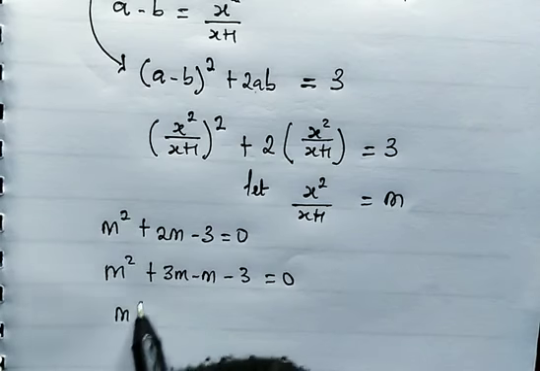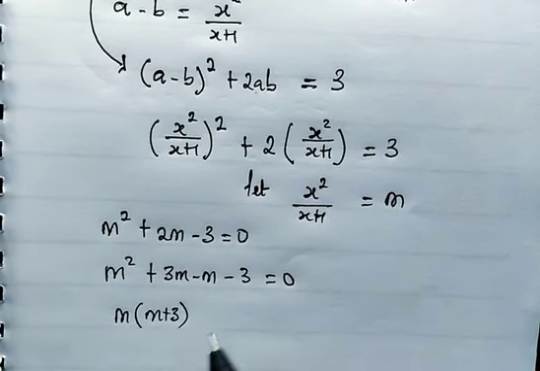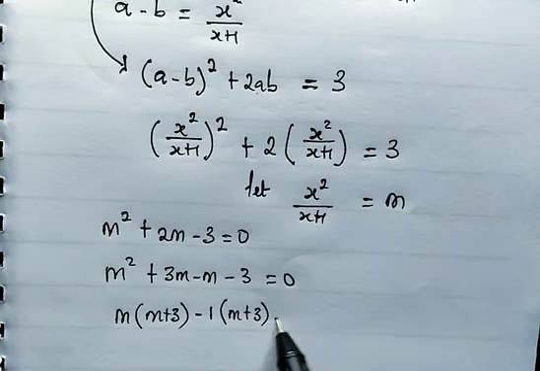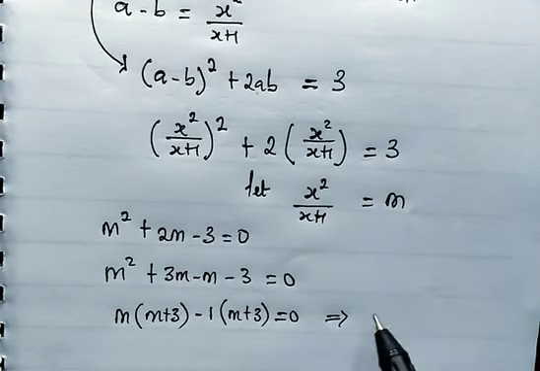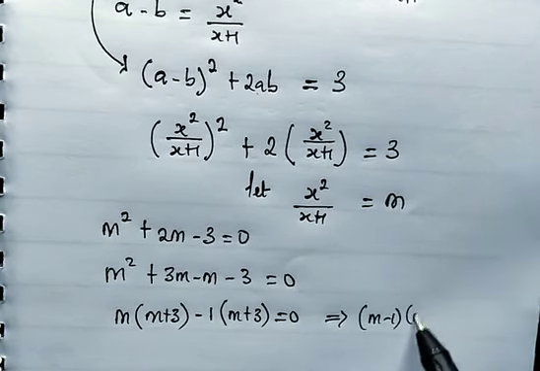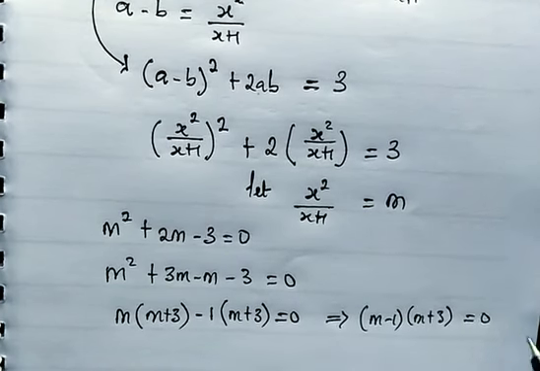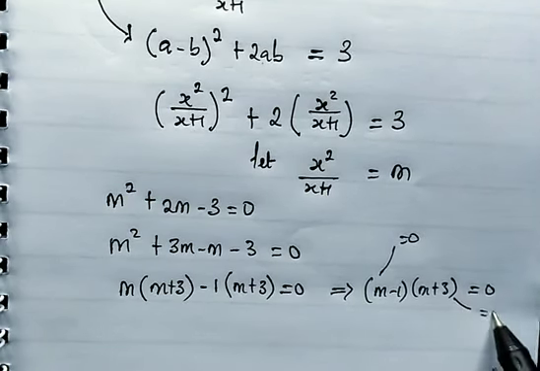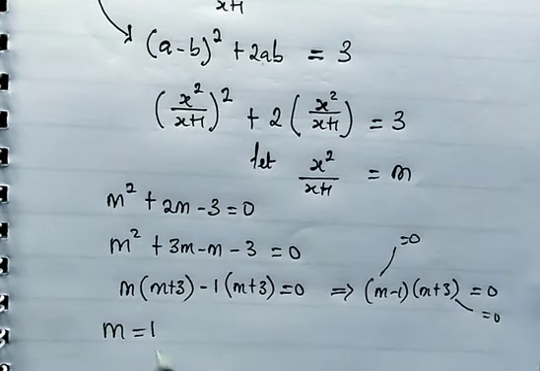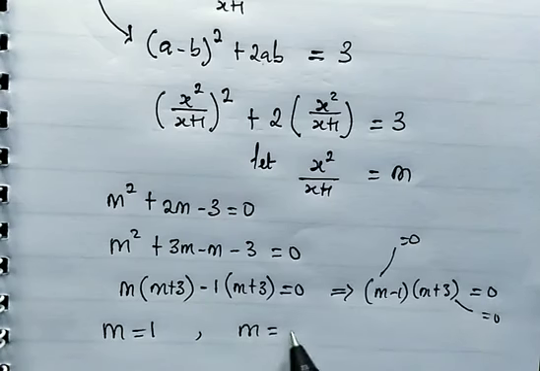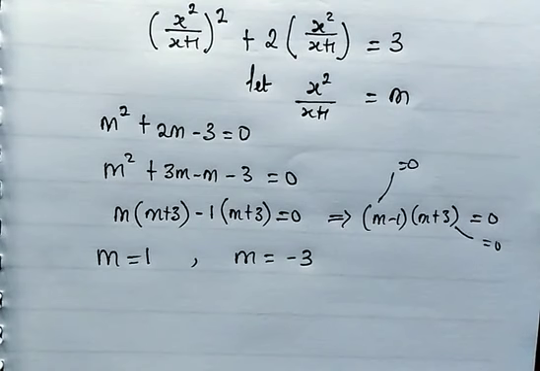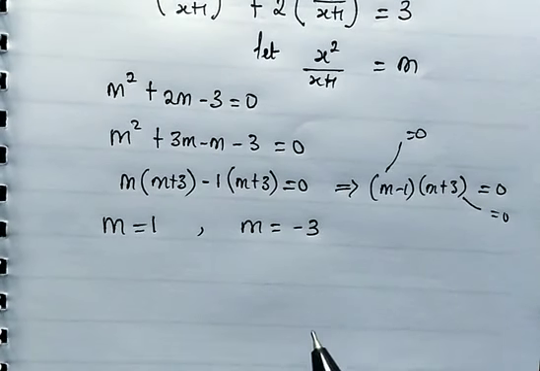So let's factorize. So here m into bracket m plus 3, then minus 1 into bracket m plus 3, which is equal to 0. So from here, this implies that m minus 1 multiplied by m plus 3 equals 0. Of which when this equals 0 and when this equals 0, so we get m is equal to 1 and we have m is equal to negative 3. Okay, now we're interested in finding the real solution, or should we also involve the complex solution? Okay, let's go ahead and do that.